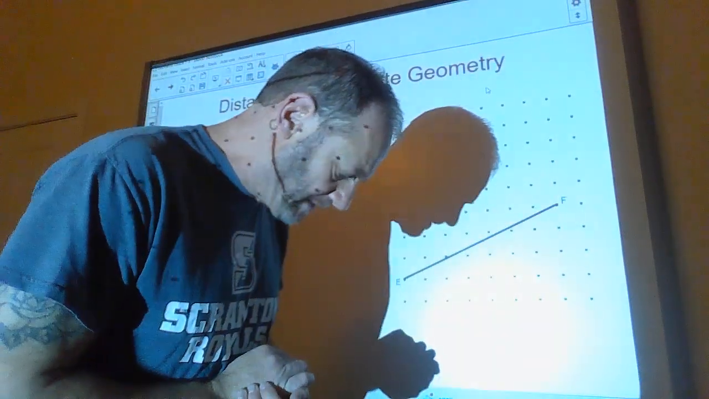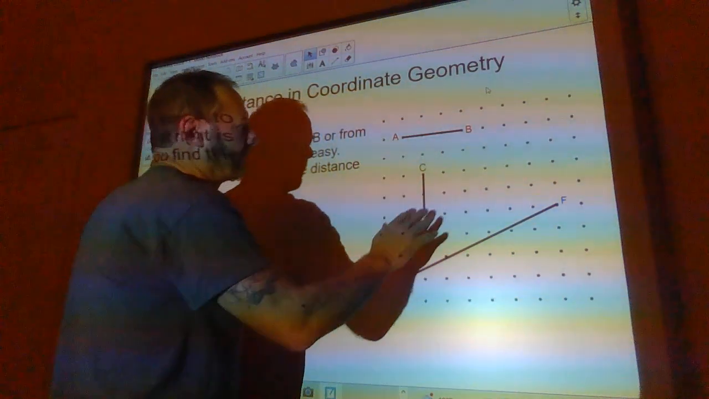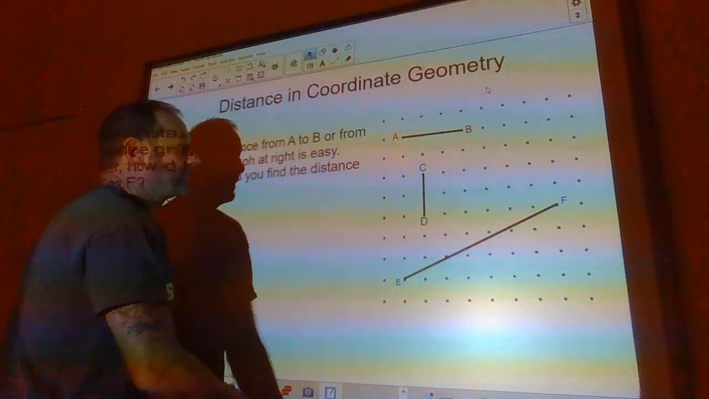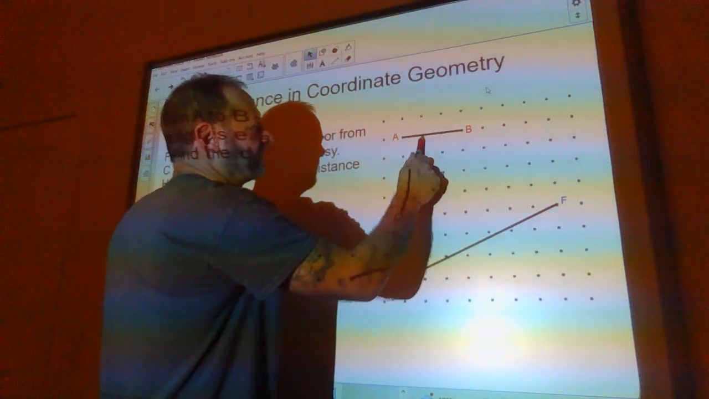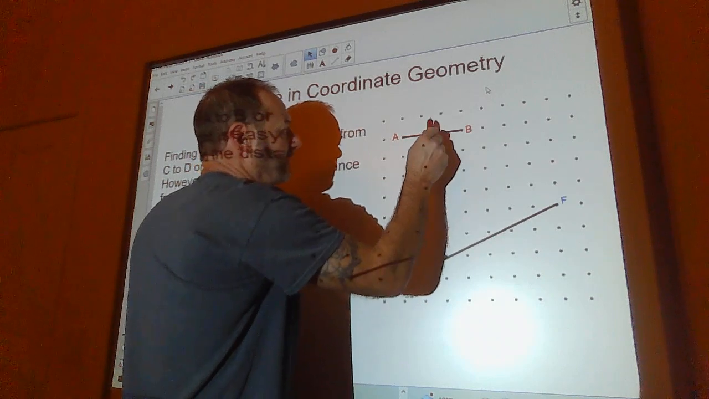Hello, everybody. We're going to talk about distance and coordinate geometry today. Okay, so here we've got a graph. We've got some segments on here. All right, so if we look at segment AB, this is really easy to calculate the distance because it just moves horizontally. I can just count the spaces. 1, 2, 3. This is going to be 3.